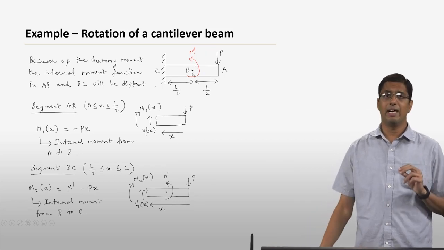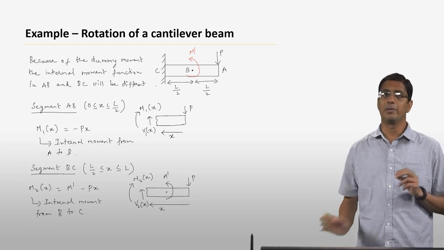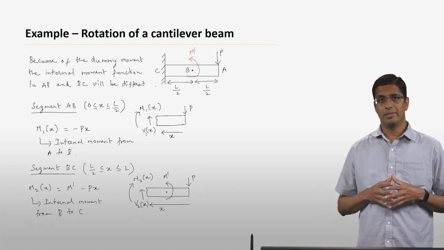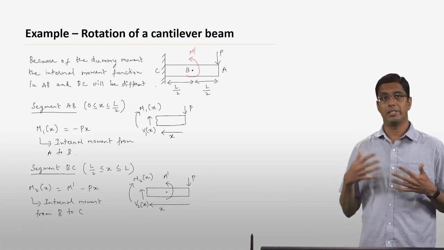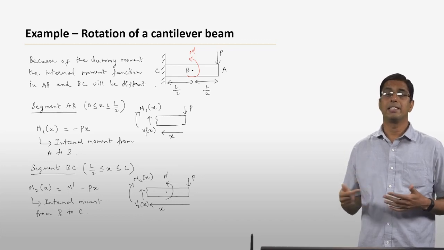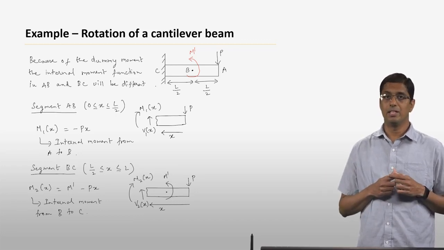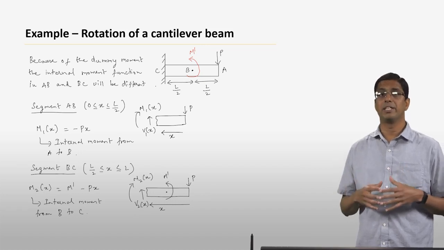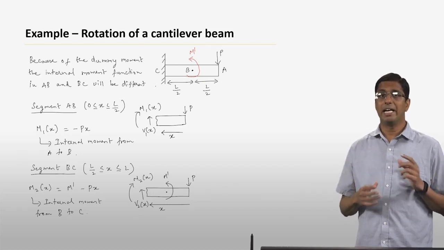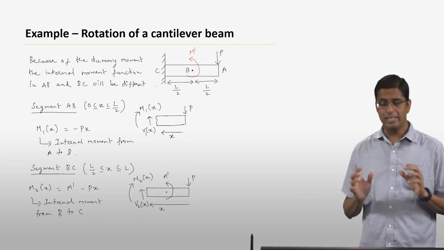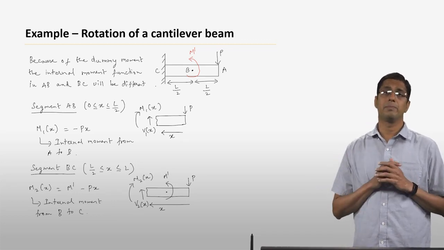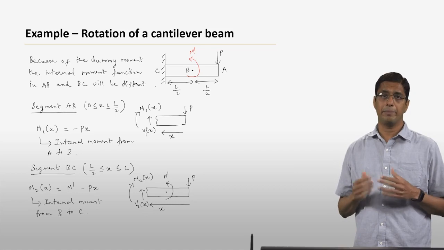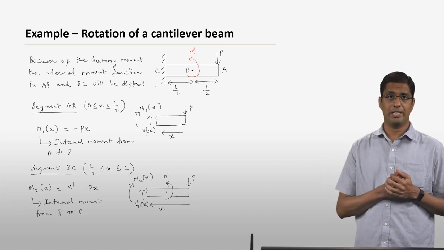Okay, here I have also done something that is a little bit counterintuitive. I have assumed that this bending moment or this dummy moment M prime is in the counterclockwise direction. Okay, but the reason that I have done this is because eventually when you find out the rotation at point B, it will tell you something that is very important. Okay, so that is the reason why I have assumed this bending moment or the dummy moment M prime to be in the counterclockwise direction.